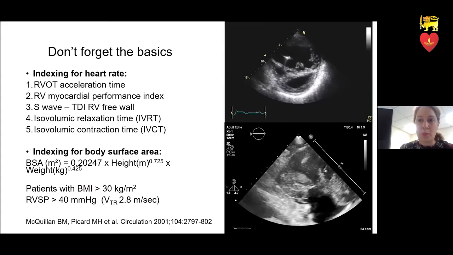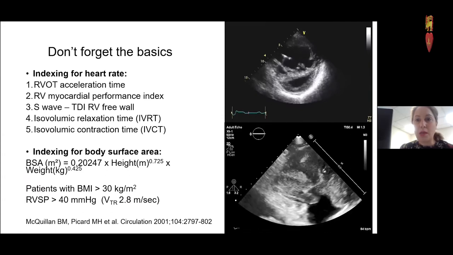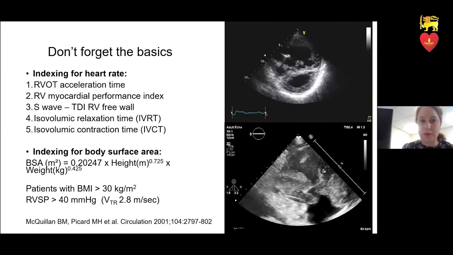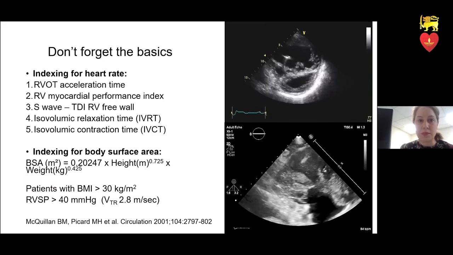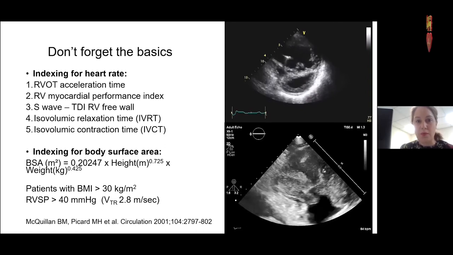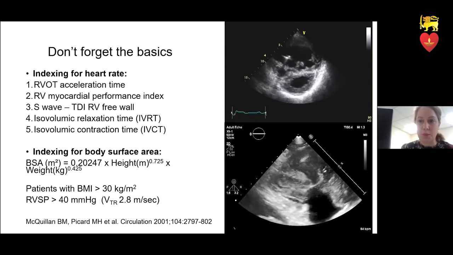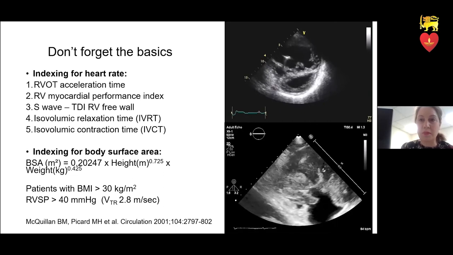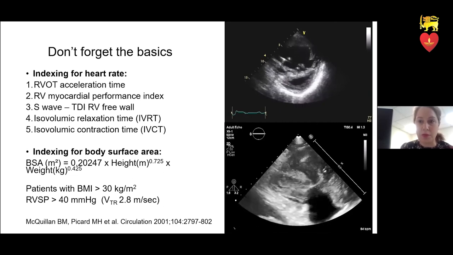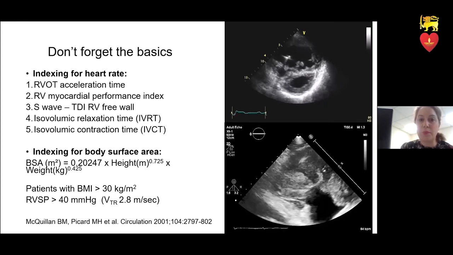Again, a very important component of the indices for the right heart is that we need to find the most load-independent and heart rate-independent index. When we use indices such as the acceleration time, the myocardial performance index, the S wave, or the isovolumic relaxation and contraction time, they have to be indexed for the heart rate. If the patient is running between 70 to 90 beats per minute, then it doesn't need to be indexed to the heart rate. But also remember that some indices need to be indexed for the body surface area.